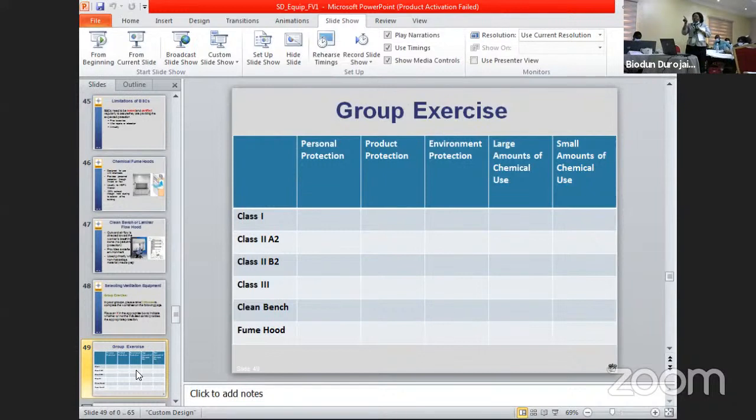Then unfiltered room air passes over the work area and exhaust air is HEPA filtered. When it is HEPA filtered, what happens? It's clean air coming back, so it protects the environment. That's why it's good that we think through very well. So class 1 protects the environment. Class 2 A2, environment? Yes. Class 2 B2? Yes. Class 3? Yes. Clean bench, does it protect the environment? No. Fume hood, does it protect the environment? No.